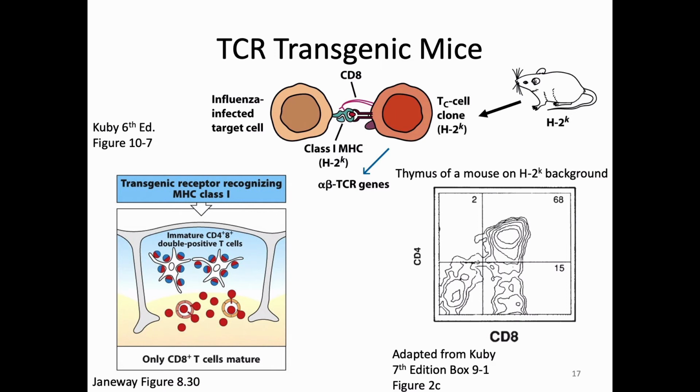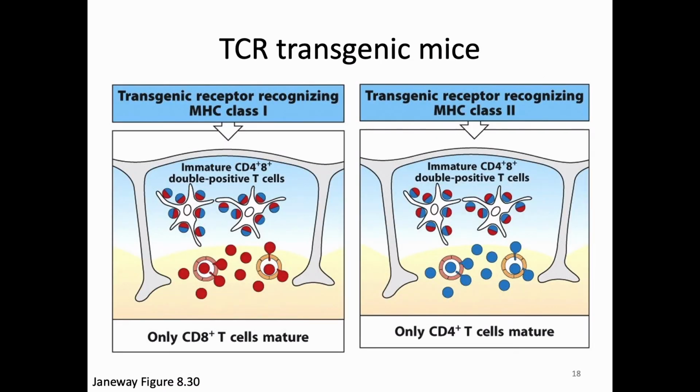Yes, this mouse would get very sick if it escaped my mouse facility and went into the world and got infected with something other than influenza. It would be out of luck. But I can use it as a source of these cells really easily, and I can track the development of my cell of interest in this mouse really easily. If I put in a transgenic receptor that recognizes an antigen presented on class 1, I will only get CD8 T cells, which is what I just showed you. If I put in a transgenic receptor that recognized an antigen presented on MHC class 2, I would only get CD4s.